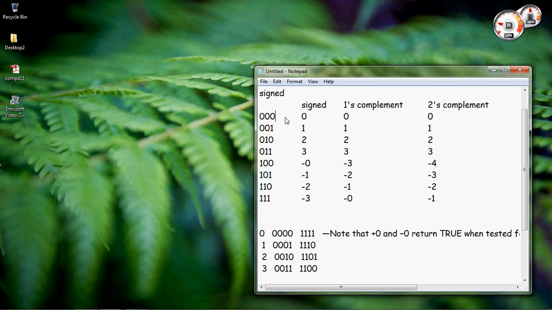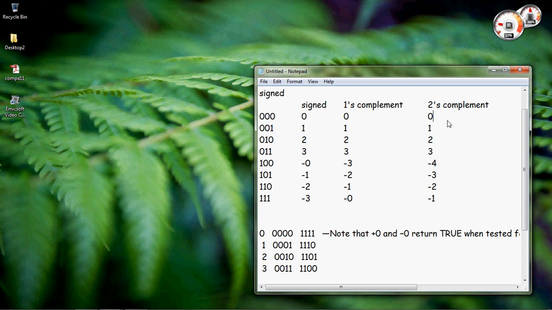So you can see this 0 0 0 0 0 1 all in the sign system. This is 0, this is 1, 2, 3, minus 0, minus 1, minus 2, minus 3. In 1's complement system, 0, 1, 2, 3 and minus 3 to again minus 0.